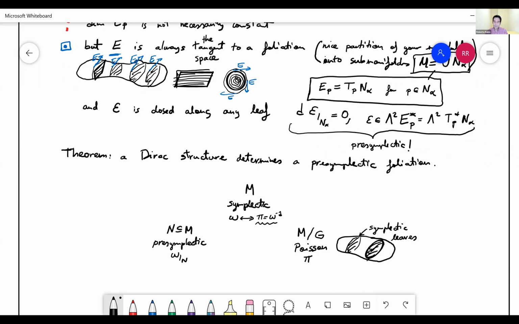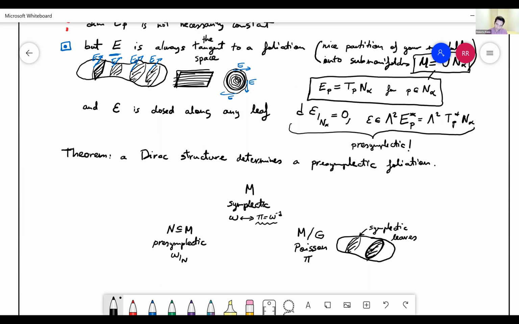geometric meaning. Now, what Courant was asking when he found Dirac structures was this: you know what happens to a mechanical system when you take constraints, you go presymplectic, or when you have symmetries, you go Poisson. But why don't you have both of them? Because maybe you have both. What happens then? What kind of structure do you have? And the answer is Dirac structures.